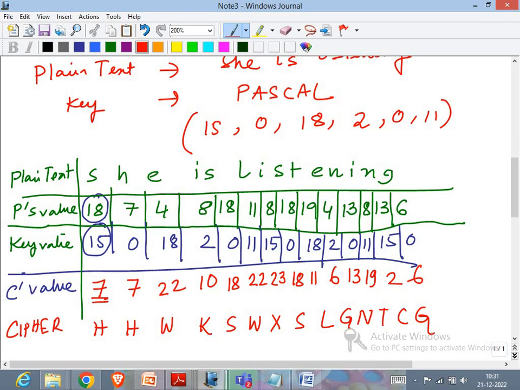Please check once again that you are able to do it comfortably. So in the table, what we are trying to do is we have a fixed table. One thing to note: the key needs to be repeated if required, until the dimensions are equal. You can see here also, the dimension of the plain text and the key are the same. If that is not what you are doing, definitely there is some mistake you are making.